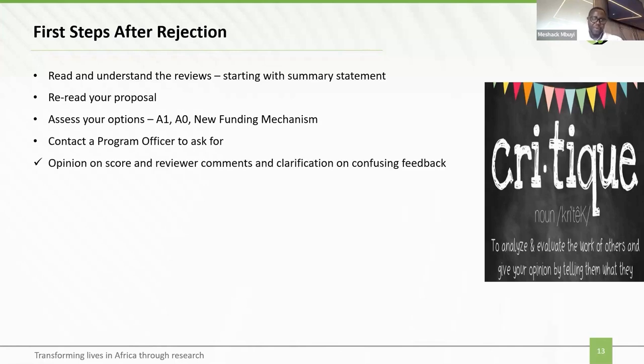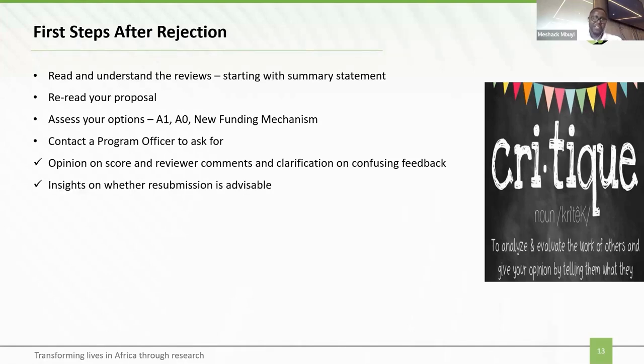You can ask for their opinion on the score and the reviewer comments, and even seek clarification if there is confusing feedback. You might get feedback on the summary statement that you're not understanding, and you're asking other people and they're also not understanding it. This is a chance for you to contact your program officer in the donor agency and ask them to clarify something that is confusing to you.